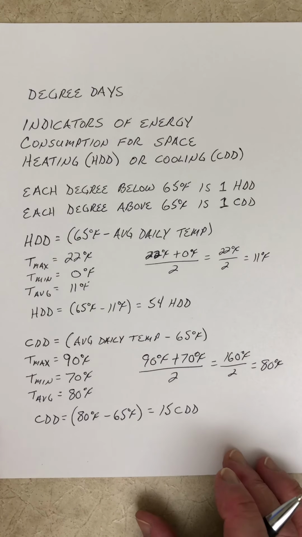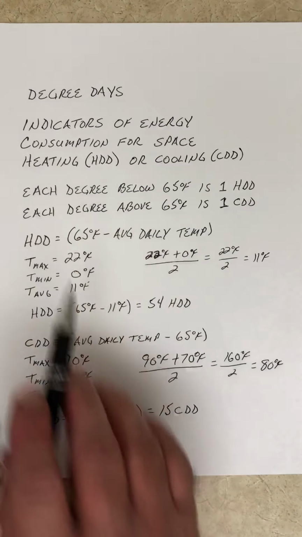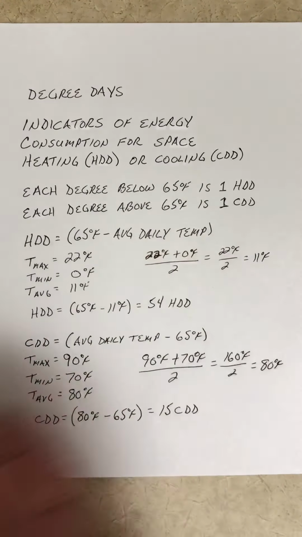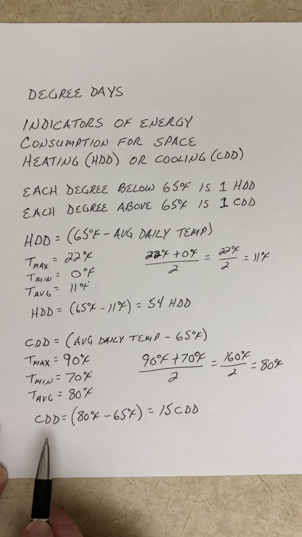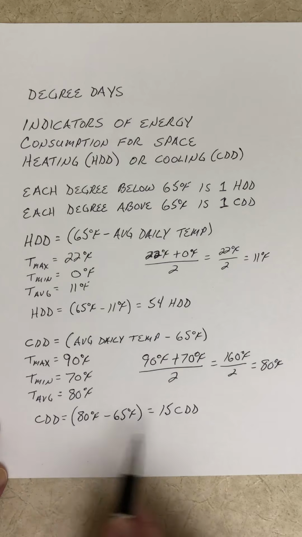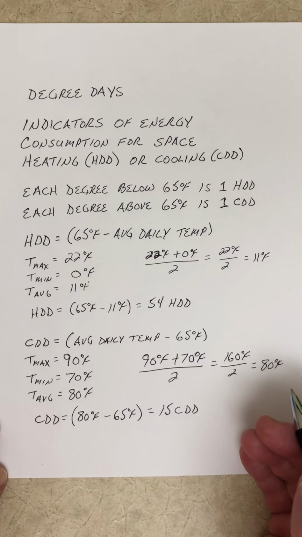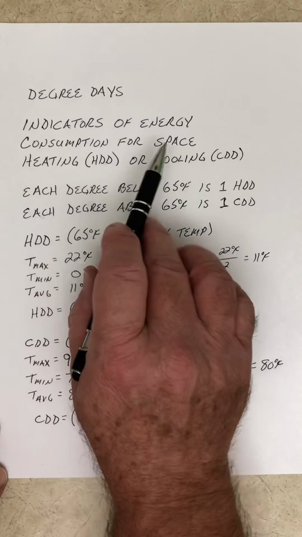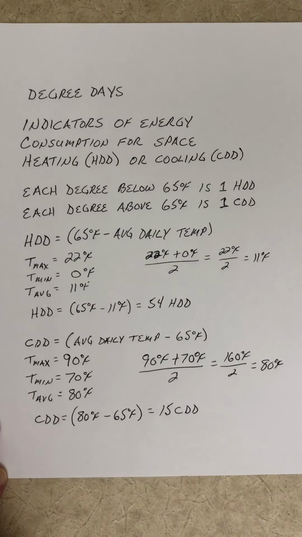Okay, so again, cooling degree days are an indicator of the energy consumption for cooling your dwelling, your house. So the total number of cooling degree days accumulated on a daily, weekly, or monthly basis is going to be proportional to the amount of energy that you consumed to cool your house or your dwelling on this particular day.